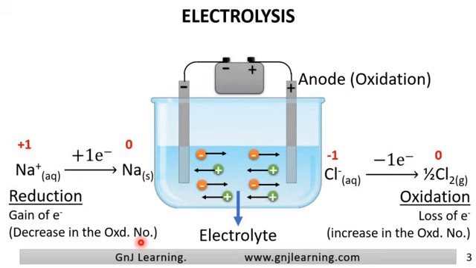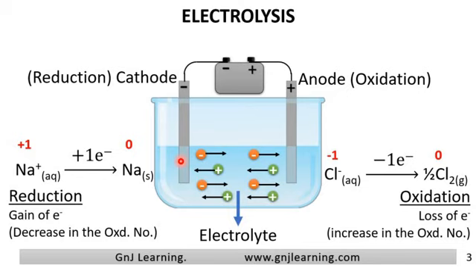So that's how the two terms are defined, oxidation and reduction. And this electron, they get it from the electrode. That means reduction is taking place on the surface of the electrode. And the electrode where reduction is taking place is called cathode. So cathode can be defined as an electrode where reduction is taking place.